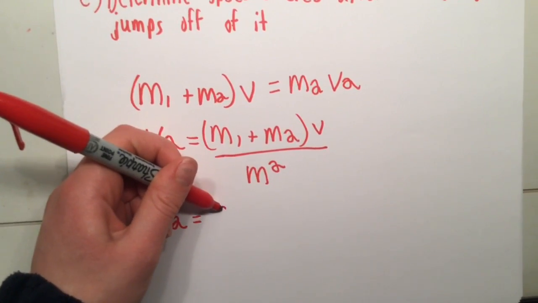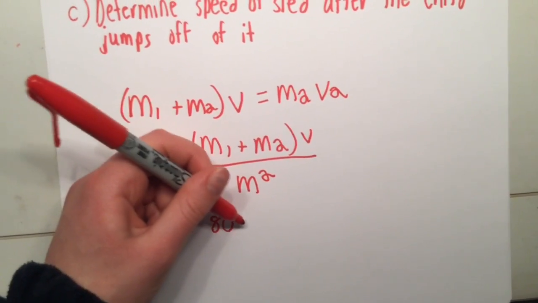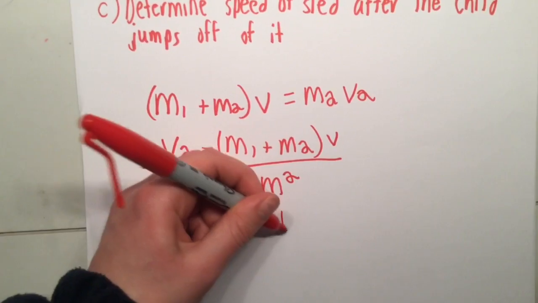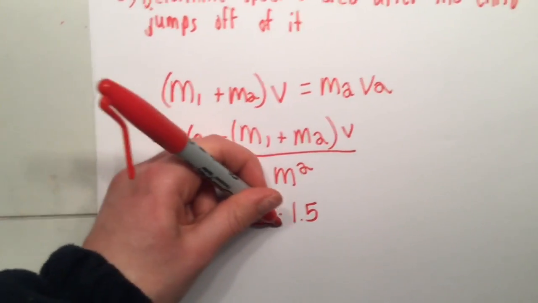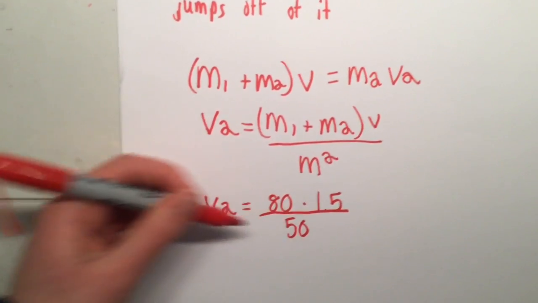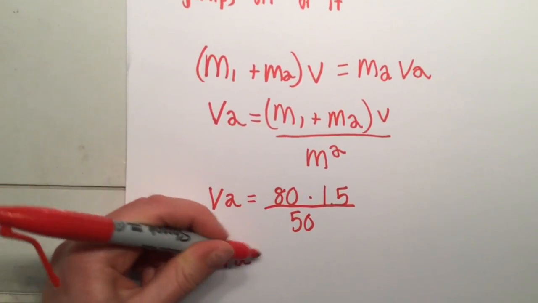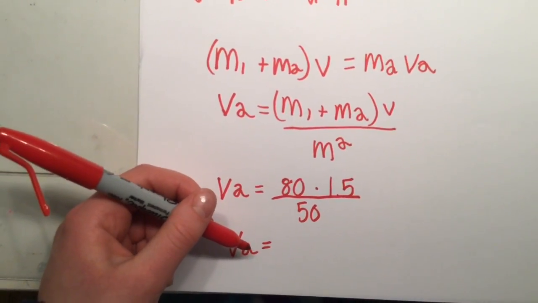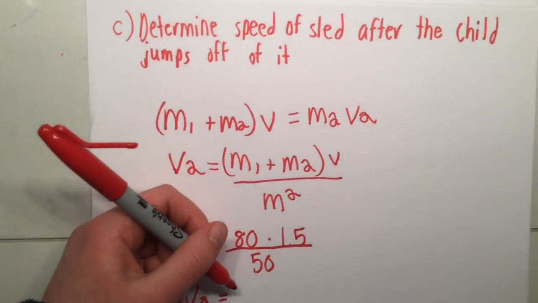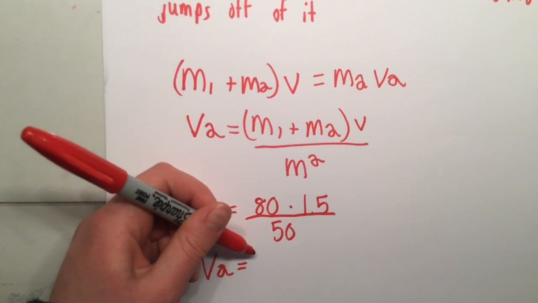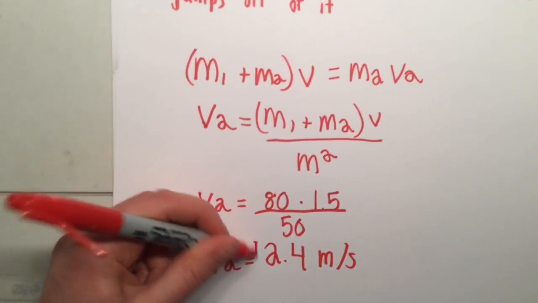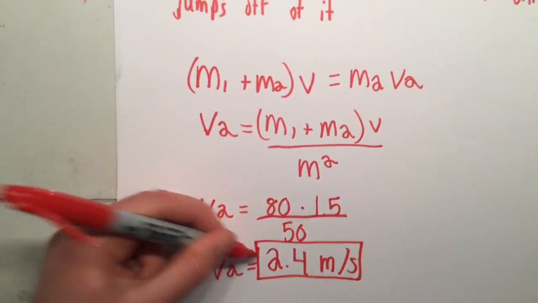Now we can plug in our values. The total mass is equal to 80 kilograms times the velocity, 1.5, all divided by mass 2, which is 50. By solving for this, we find that velocity 2, the speed of the sled right after the child jumps off, is approximately equal to 2.4 meters per second.